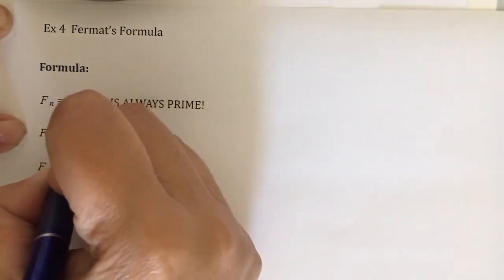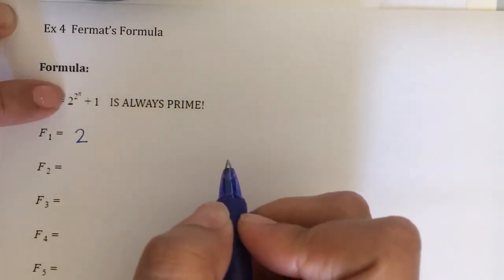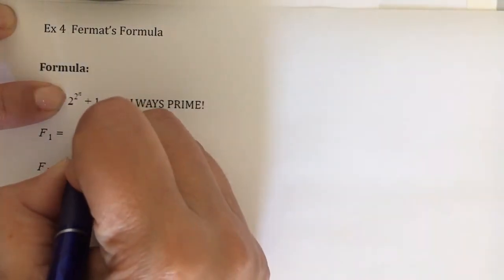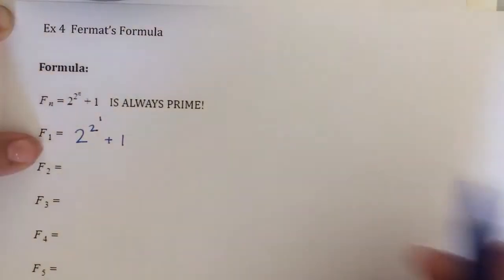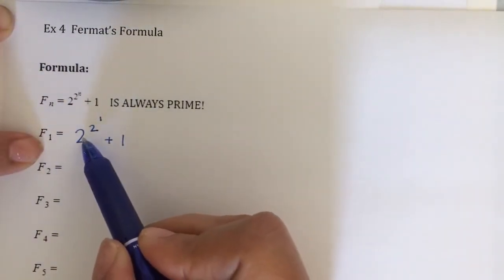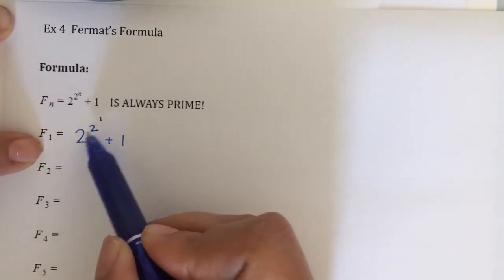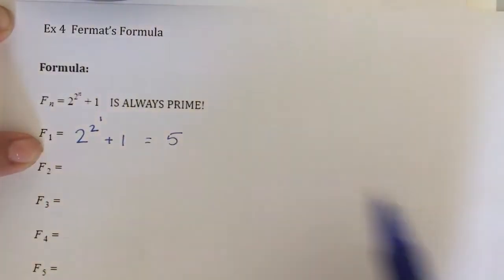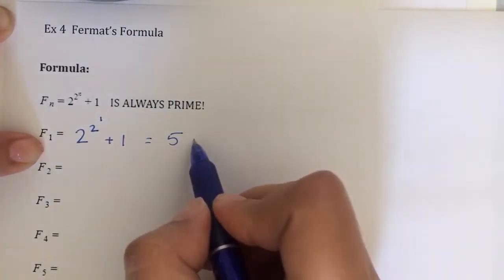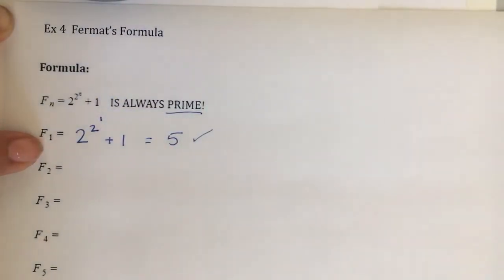If I plug in n equals 1, okay, so 2 to the first power is 2, so 2 to the second power is 4. So 4 plus 1 equals 5. 5 is a prime number. So the first one is true.